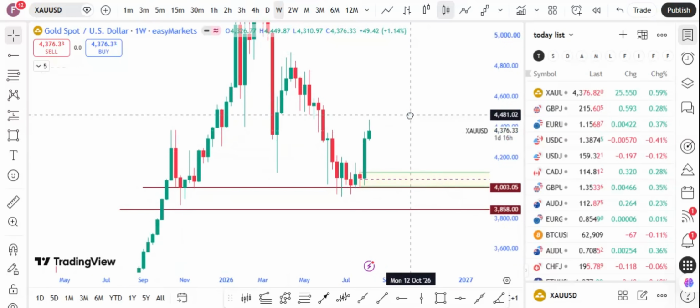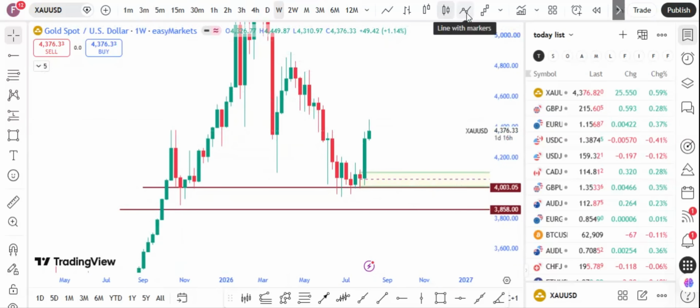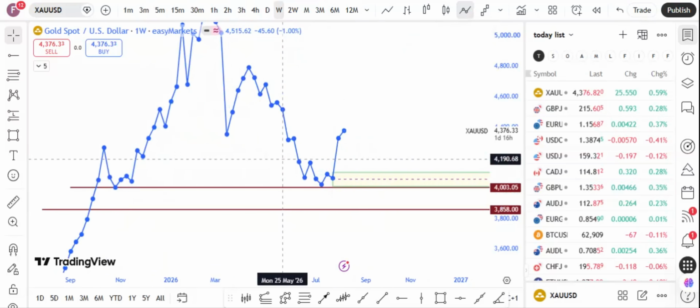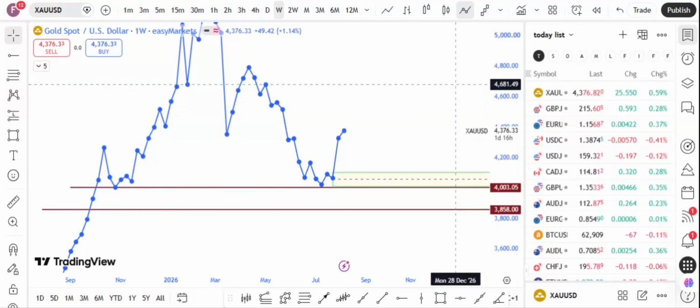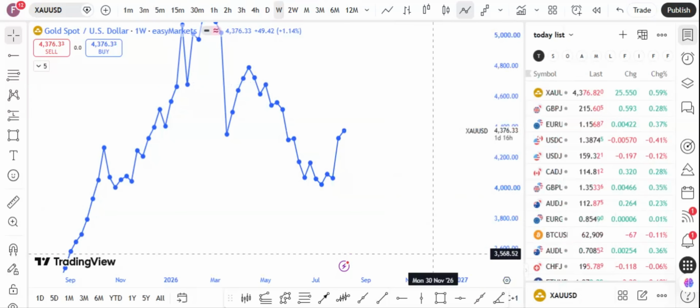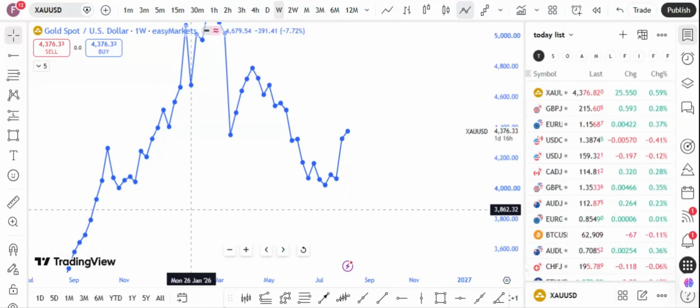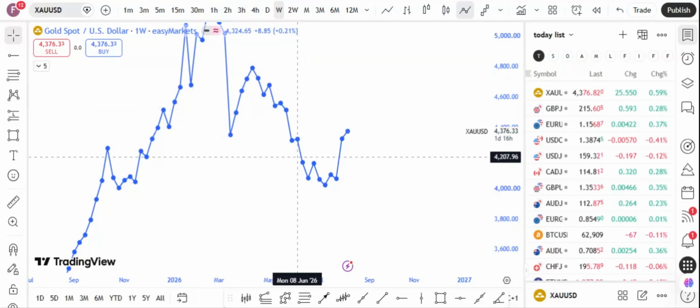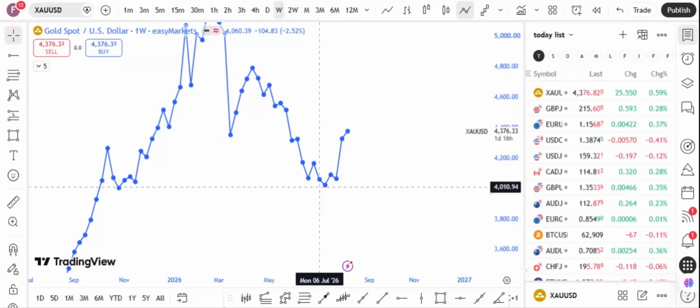The first thing is I usually use a line chart with markers. This is gold, and I'm on a weekly chart. So let me remove all my drawings first. These balls you are seeing here are the closing prices of the previous days. Those closing prices are the key levels. Those closing prices of the previous days are the Malaysian support and resistance levels.